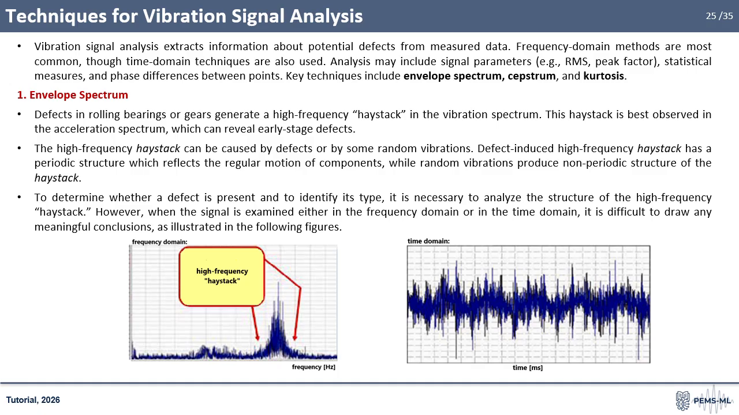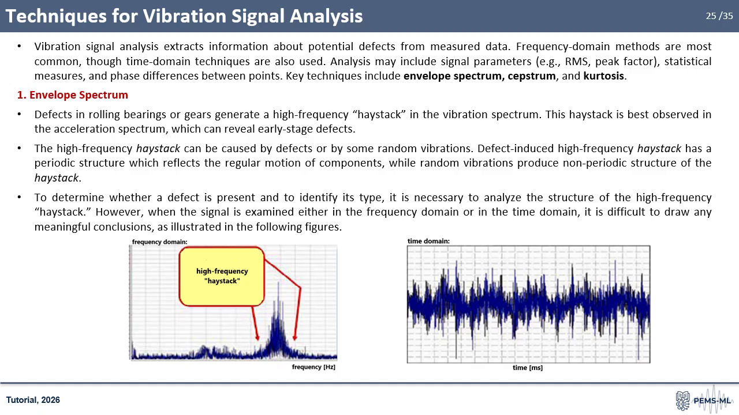Defects in rolling bearings or gears generate a high-frequency haystack in the vibration spectrum, which is most clearly observed in the acceleration spectrum and is particularly useful for early fault detection. This high-frequency haystack may be caused either by defects or by random vibrations. Defect-related haystacks exhibit a periodic structure, reflecting the regular motion of machine components, whereas random vibrations produce a non-periodic structure.